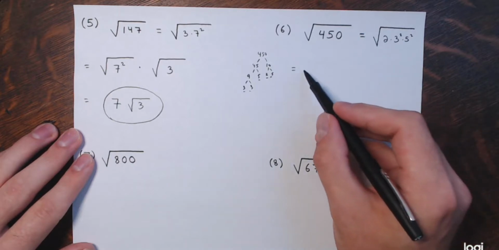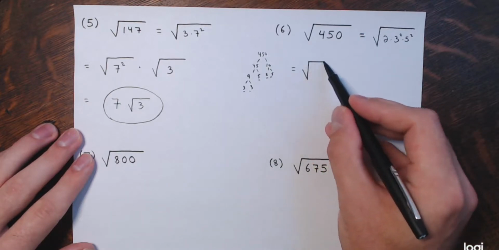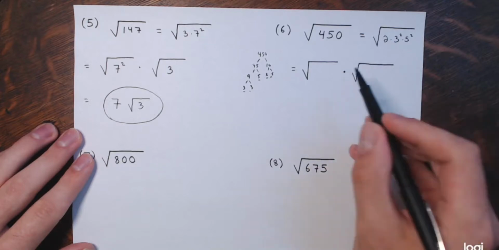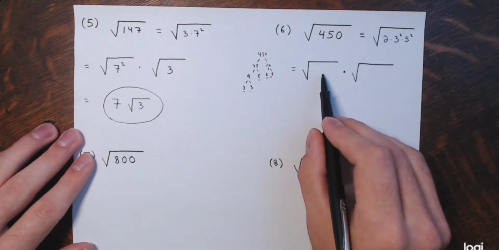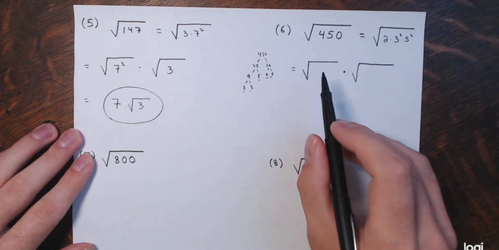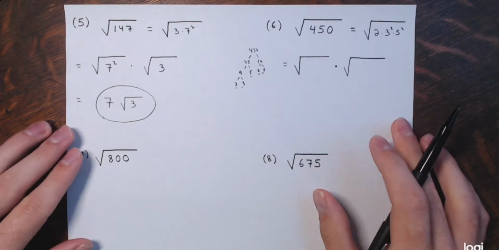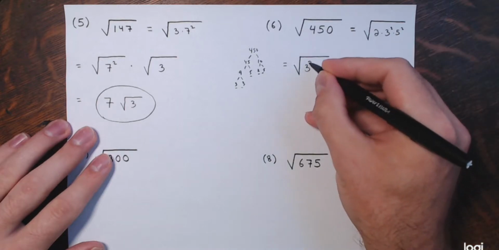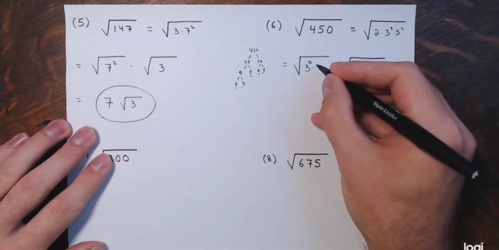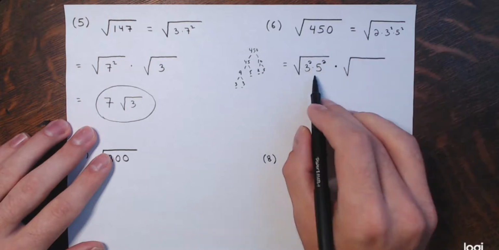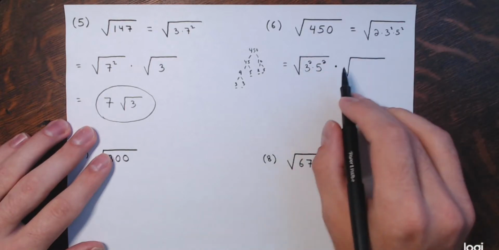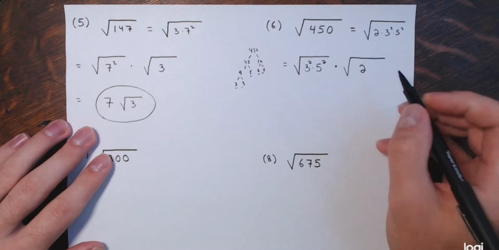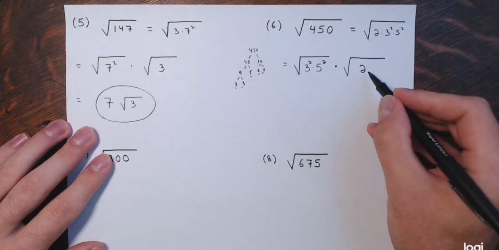And let's break it up using the product property. The square root times the square root. In here I'm putting all the perfect square factors, all the factors that can be written as something to the second power. Well, there's already a 3 to the second power, and there's also a 5 to the second power. So I'll put those in here. And the only factor left then is 2. I'll put that in this other square root with the non-squares.